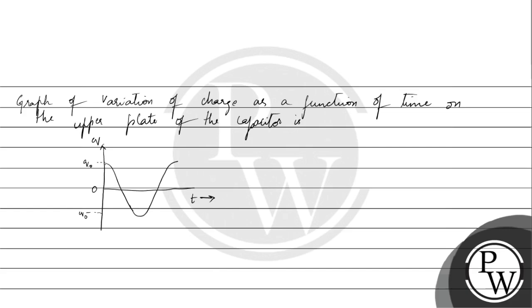This is in one cycle. तो ये है 0. This is at T by 2. This is at T by 4. This is at T by 2. और यहाँ पे जहाँ वो x axis को दोबारा कट कर रहा है, this is 3T by 4. So this is how the charge will vary as a function of time on the upper plate of the capacitor.